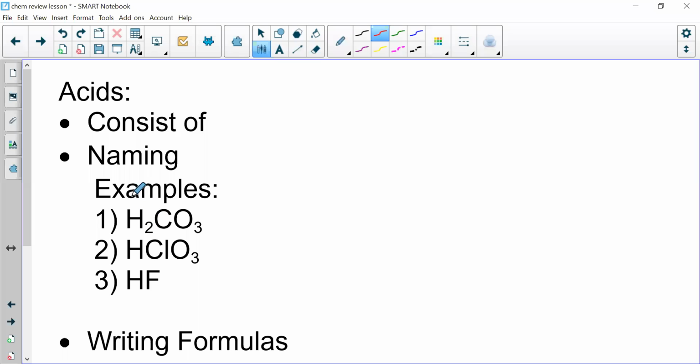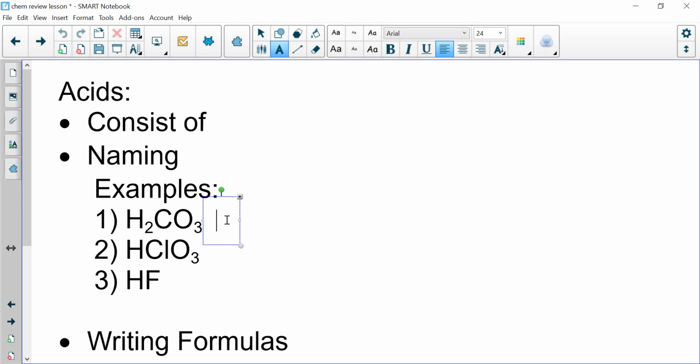So looking at this, H2CO3. This is hydrogen with a polyatomic ion group. So what is this name? Carbonic acid. Oh, thank you, Stephanie. Carbonic acid. So CO3 is carbonate. So it's closest to carbonic acid. And I don't use the word hydro in front because it's not just a halogen.